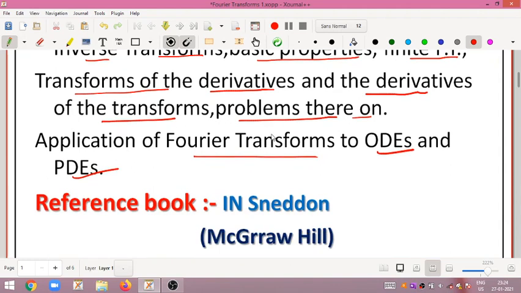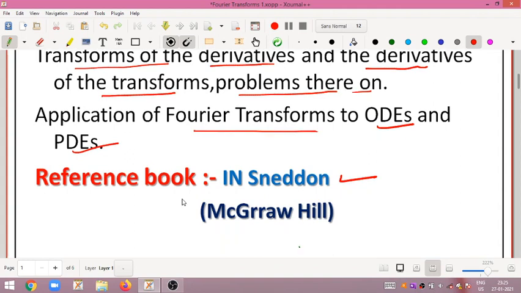For these Fourier transforms, we want to refer to the book by I.N. Sneddon, McGraw-Hill's books. These are the best books for referring to these Fourier transforms.